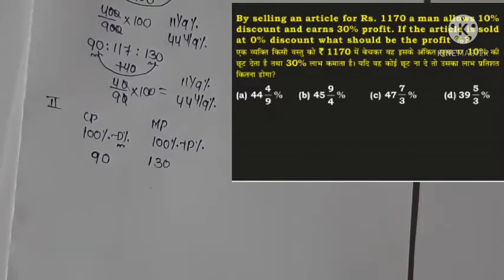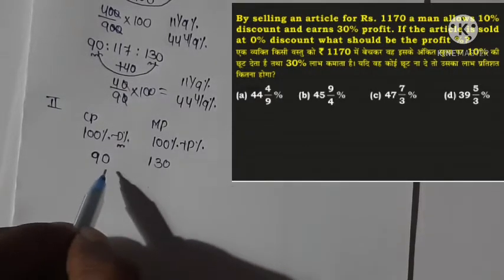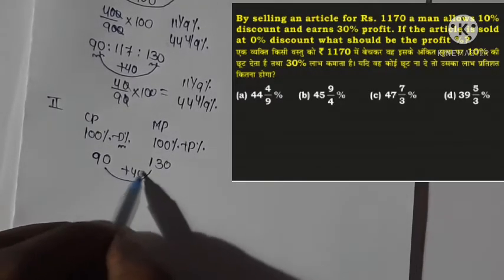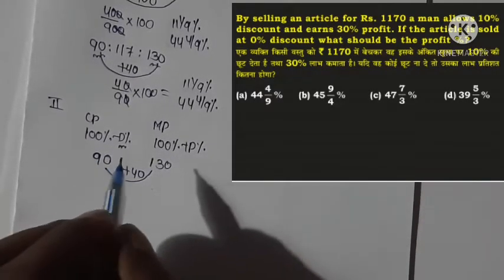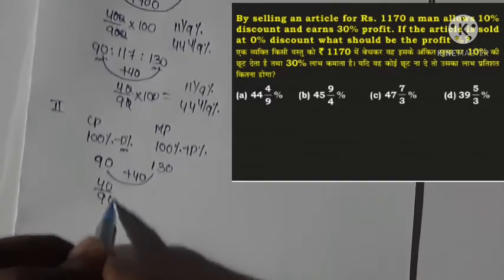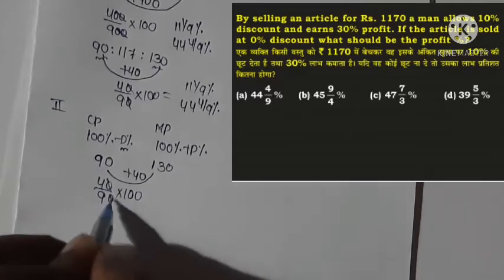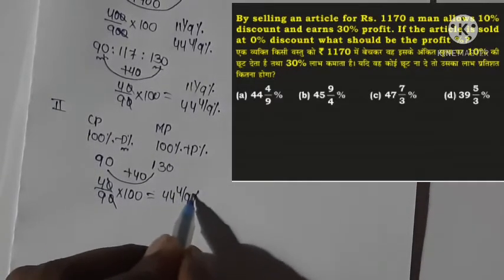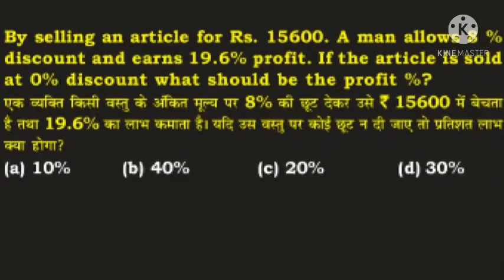So if the article is sold at 0% discount, that means here you have to get 40 rupees for 90. So what is the value for 100? So 40 by 90 into 100. So 0 cancel. That value is equal to 44 4 by 9 percentage.